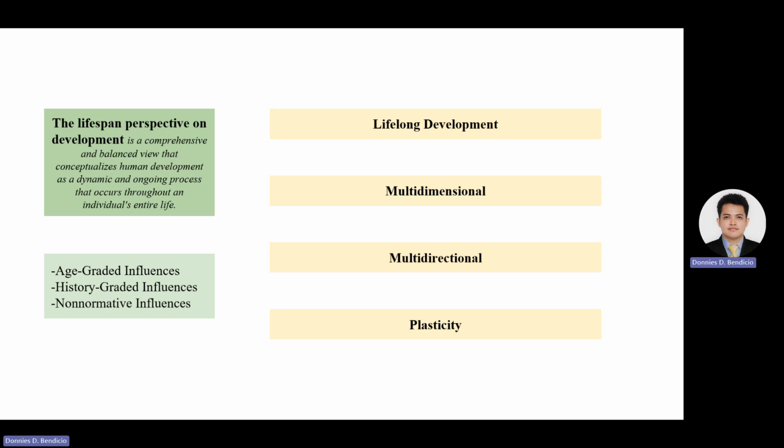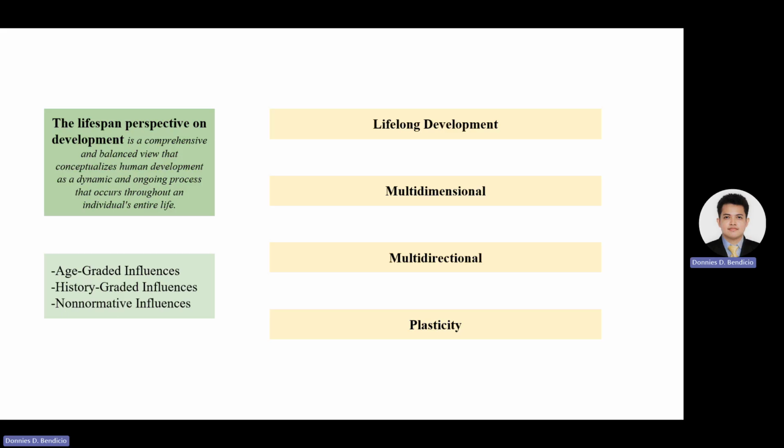The lifespan perspective also highlights that the life course is influenced by various interacting forces, which can be categorized into three main types: age-graded, history-graded, and non-normative influences. Let's explain one by one. Age-graded influences are predictable events and experiences that are linked to an individual's age. For example, going to school, puberty, entering the workforce, and retirement are age-graded influences that most people go through at specific points in their lives.